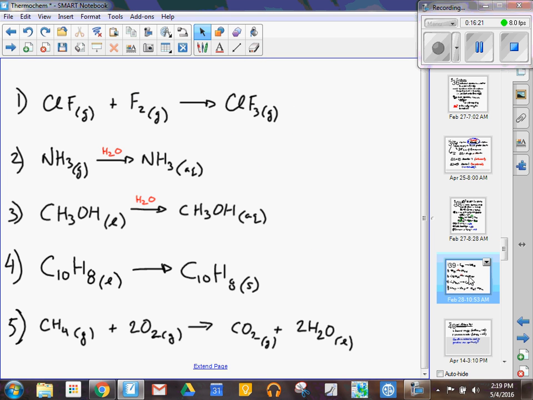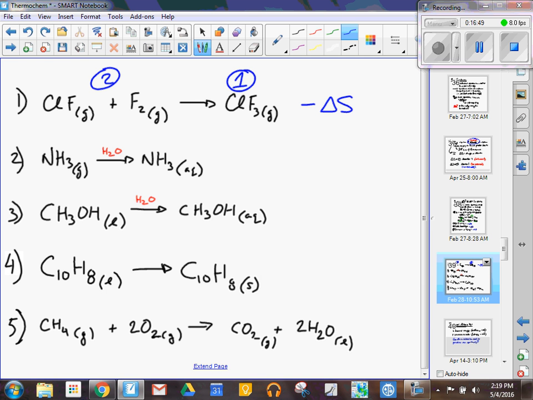Let's do 2 or 3 on this page, and then I'll leave the rest of them for you guys to figure out. How about we do 1, 3, and 5? So first reaction, looks like we have decreased the amount of gas in the system as we've formed chlorine trifluoride. And again, just count the gas molecules, 2 on the left, 1 on the right. That means I've decreased disorder. So that is a negative delta S.